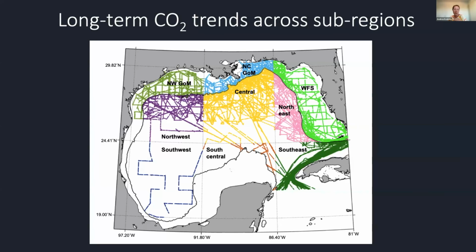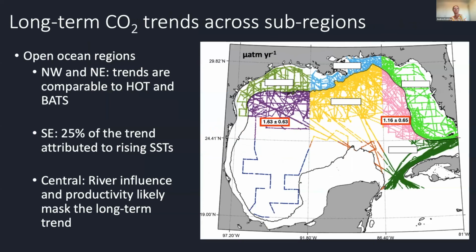We also calculated long-term pCO2 trends for various subregions across the Gulf. So we have 3 coastal regions and 6 open ocean regions, but 2 of these open ocean regions, the Southwest and South Central, didn't have enough data. So we end up with 4 open ocean regions. And I'll start with the open ocean long-term CO2 trends. These are in microatmospheres per year.